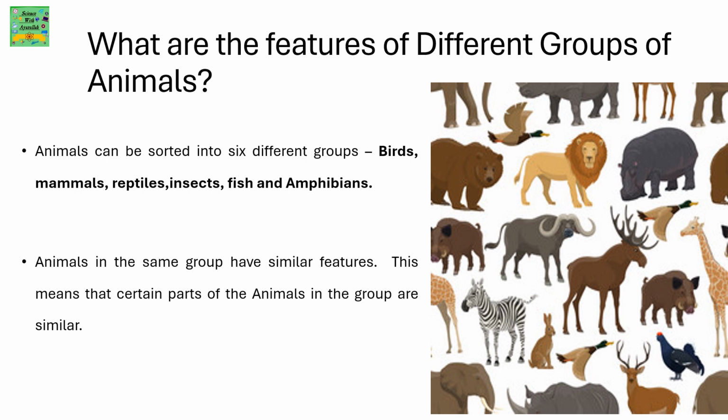Animals can be sorted into six different groups, that is, the birds, mammals, reptiles, insects, fish, and amphibians. Animals in the same group have similar features. That is why they are in the same group. This means that certain parts of the animals in the group are similar.